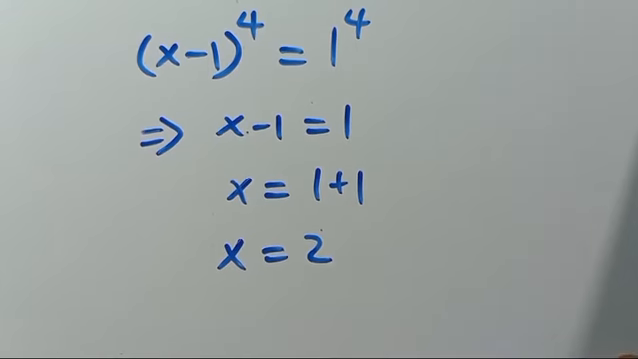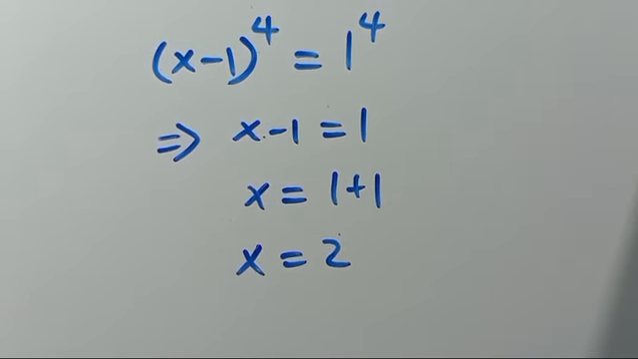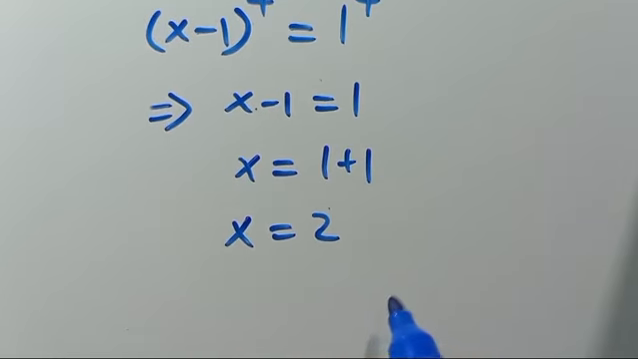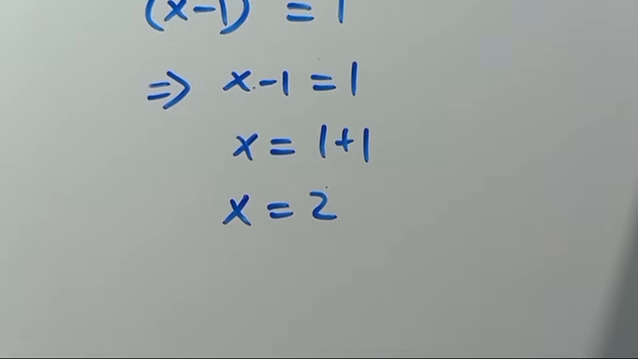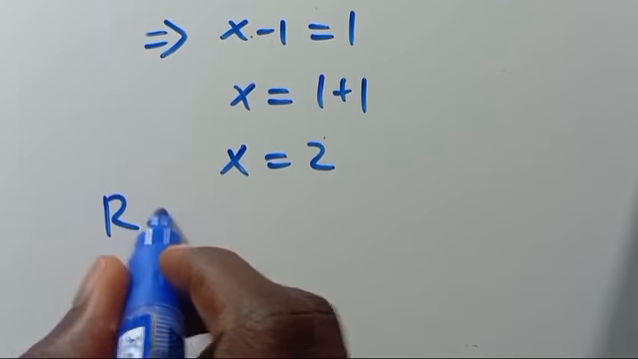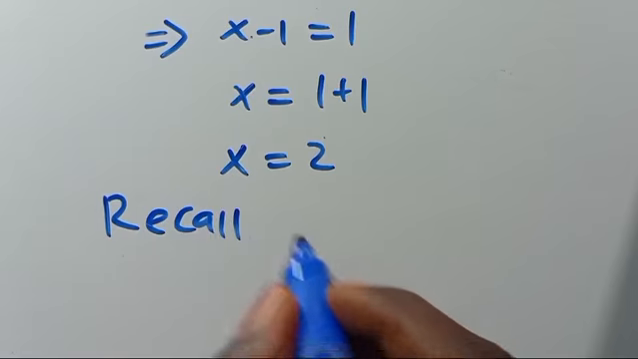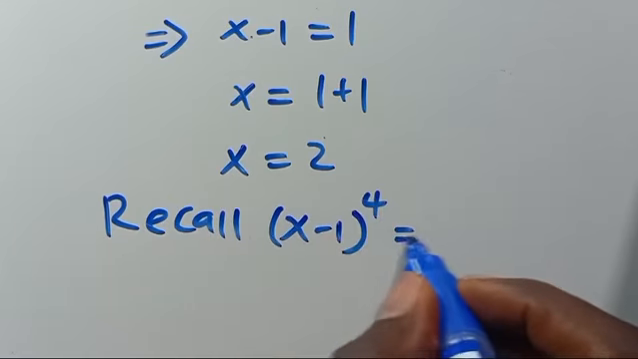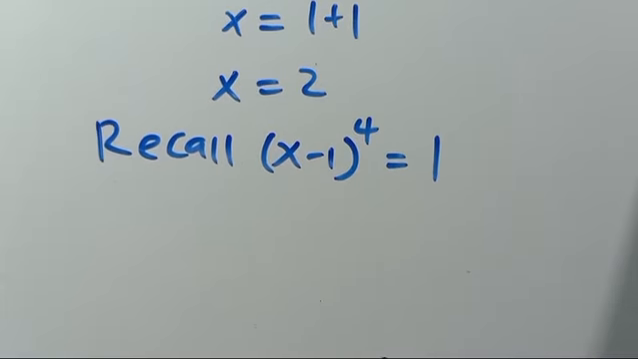So from here, it is obvious that x = 2 is the first solution. But mind you, it's not the only solution. Then let's see how to solve for the other solution. Recall, we have (x - 1)^4 = 1.